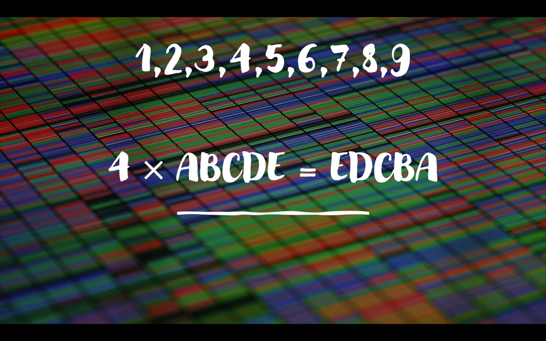So in this problem, we are looking for a 5-digit number, each digit of which is a distinct number between 1 and 9, such that when you multiply through by 4, you reverse the digits as shown.